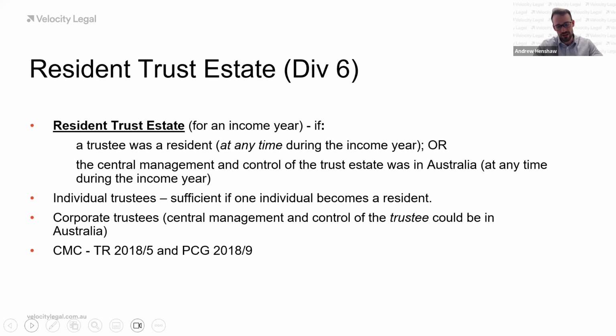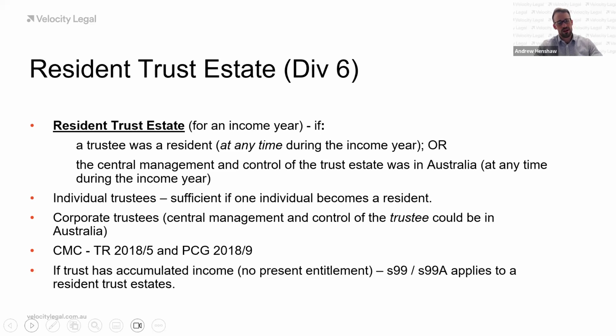Corporate management, central management and control. If you want to read up about that, the Commission has got a tax ruling and a PCG. It's a bit of a state of flux about corporate residency, but the principles about where central management and control is located are still all correct.